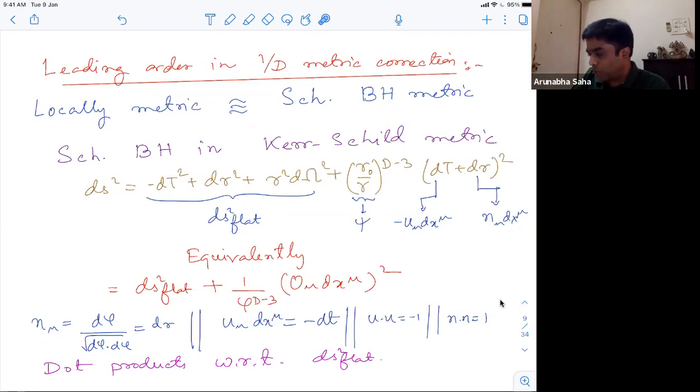And why we want to do this is that we want to express our results as membranes moving in the asymptotic space-time, which is flat space-time here, and I find it useful to use this form of the metric locally to arrive at the membrane duality.